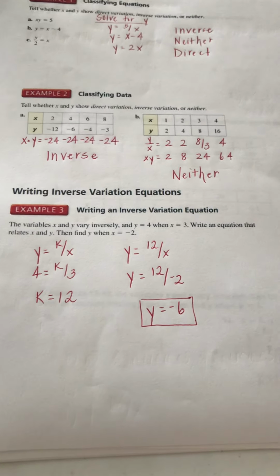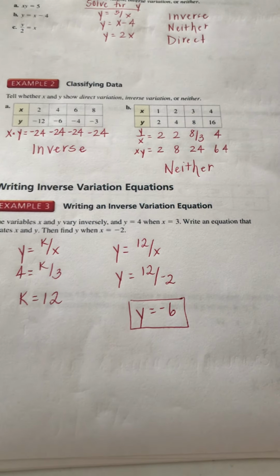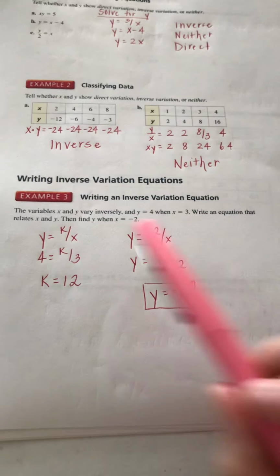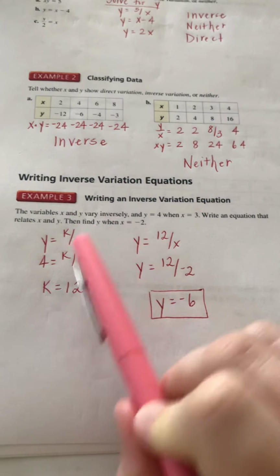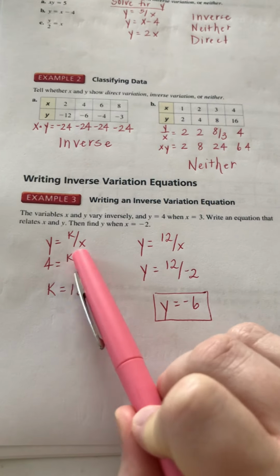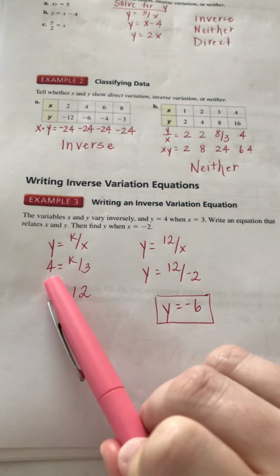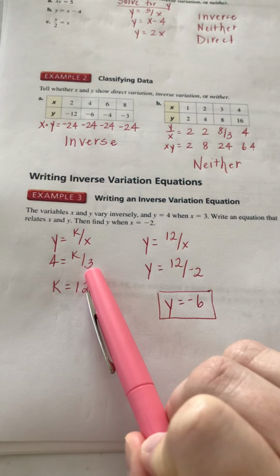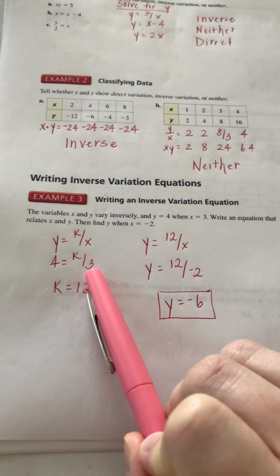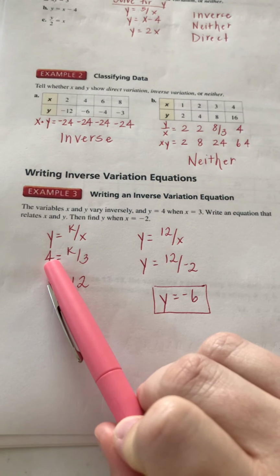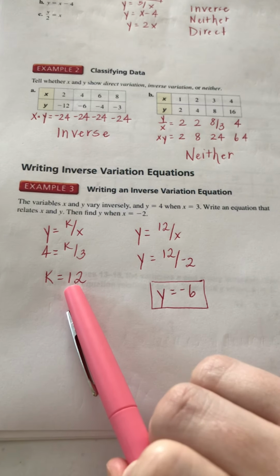The last part of the notes is writing equations. It's going to tell you that x and y vary inversely. So this is your equation, inverse equation. Y is 4, x is 3. So I want to find what k is. I just move my 3 over by multiplying, so k is 12.